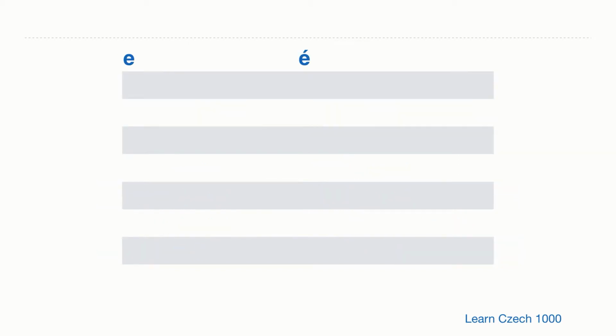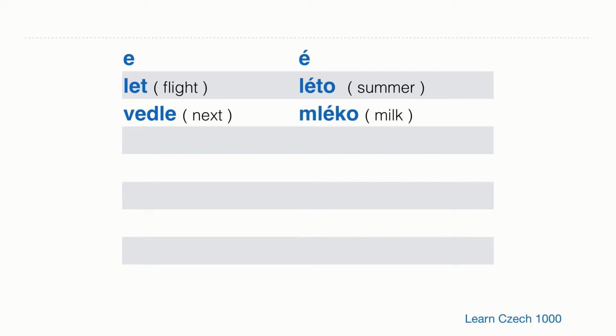Letter E. Like in case of the other vowels, we have a short and a long version of this letter, E and É. Let's try a few example words. Let, léto, vedle, mléko.